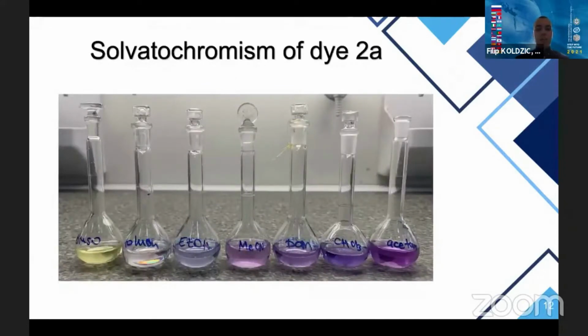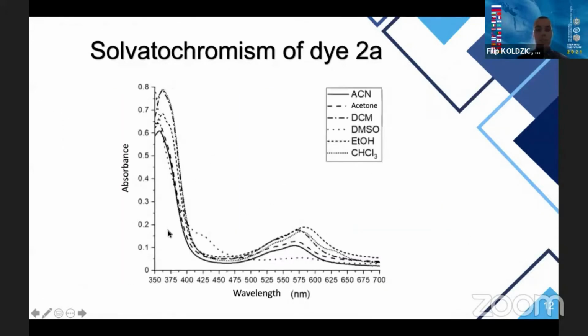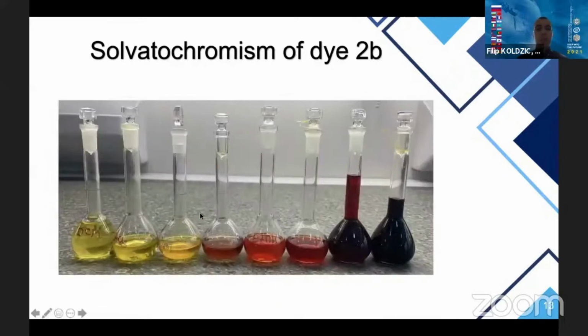Dye 2A shows solvatochromic behavior, as it is shown in the slide, where you can see that its solutions in various solvents are differently colored. And when we look at the UV-visible spectrum from 350 to 700 nanometers, we can see that the absorption maxima are in the yellow range, which means that the solutions of the dyes would be purple. And when we are talking about the dye 2B, we can see that its color is also changing from yellow through orange to deep red.